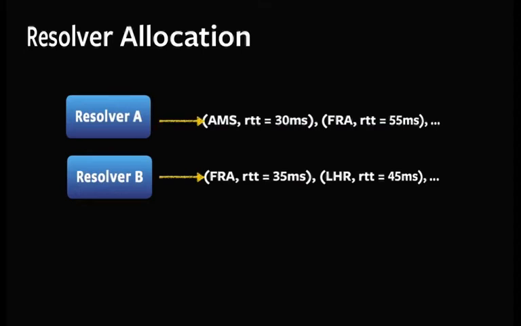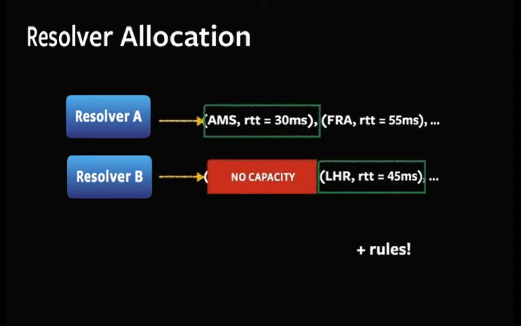So roughly, this is what we get. Let's say resolver A, we may learn that there are people behind resolver A maybe 30 milliseconds away from Amsterdam, 55 milliseconds away from Frankfurt, and so on and so forth. Resolver B, on the other hand, maybe 35 milliseconds away from Frankfurt, while they are 45 milliseconds away from LHR. The natural choice would be to send people behind resolver A to Amsterdam and people behind resolver B to Frankfurt. But then maybe we don't have capacity anymore in Frankfurt. So in this case, we're going to start sending those people to LHR instead of Frankfurt. On top of that, we can apply rules.